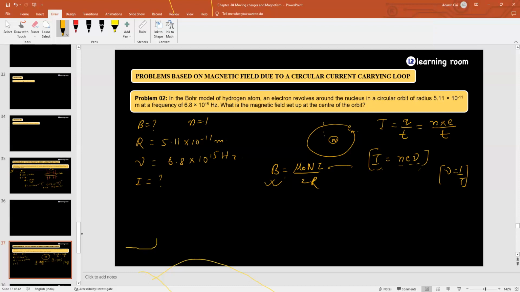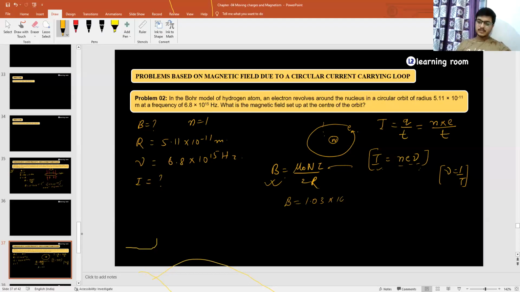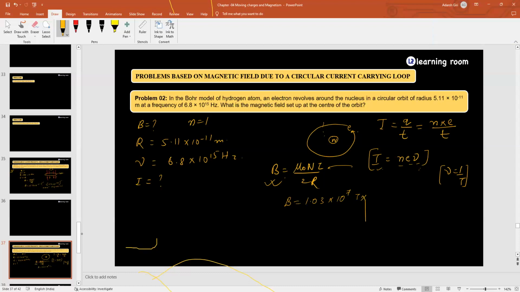Sir, I'm getting approximately 1.03 into 10 to the power 7. 1.03 into 10 to the power? Is that the current you are telling or the magnetic field? Magnetic field, sir. 1.03 into 10 to the power 7? No, this is wrong. Check it again.